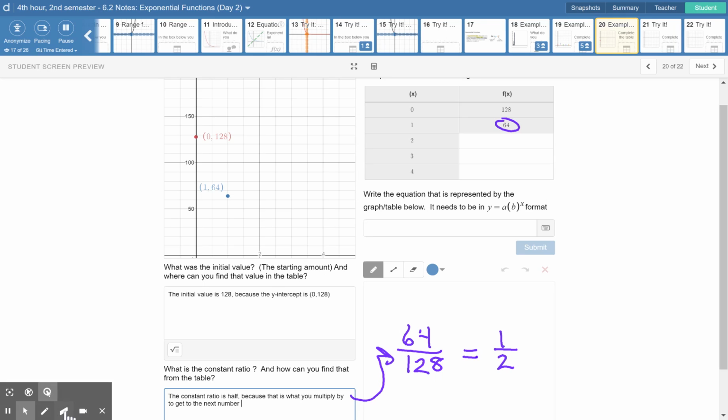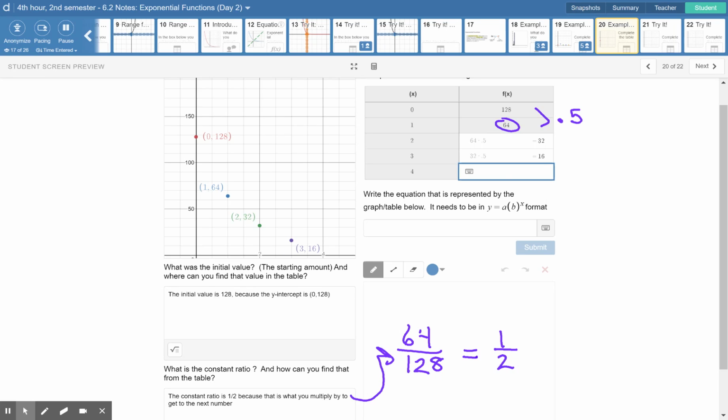So let's think about this. I said the constant ratio is a half. Let's put it as a fraction because that's what you multiply to get to the next number. And when I say next number, that is our y value. So if I multiply by 0.5, I'm going to get 64. Now you can even put this in the table. 64 times 0.5 gets you the 32. What's 32 times 0.5? Gets you the 16. Notice that it's decaying. 16 times 0.5 is going to get you 8.